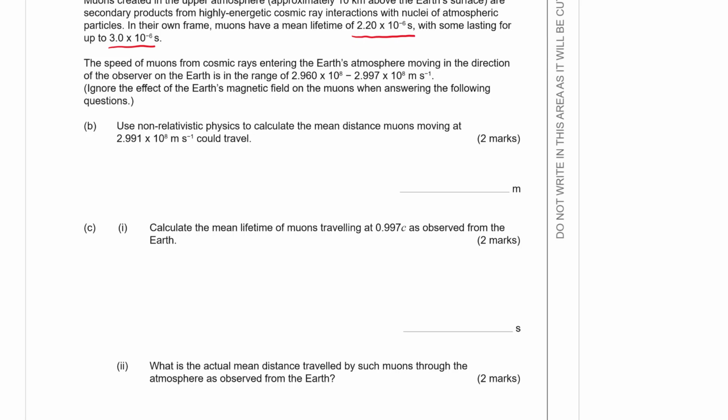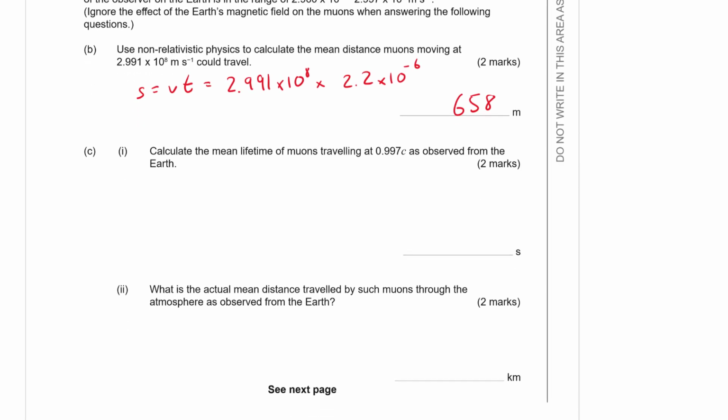So we're going to start with a pretty easy question using non-relativistic physics: calculate the mean distance they'll travel in that time. That's pretty straightforward. S equals Vt, and you sub in those values, 2.991 times 10 to the 8, multiplied by that mean lifetime, 2.2 times 10 to the negative 6. What you should end up with is roughly 658 meters, which is much smaller than, say, the distance it would travel if it came from the upper atmosphere.